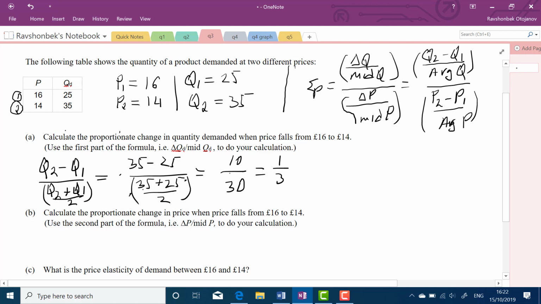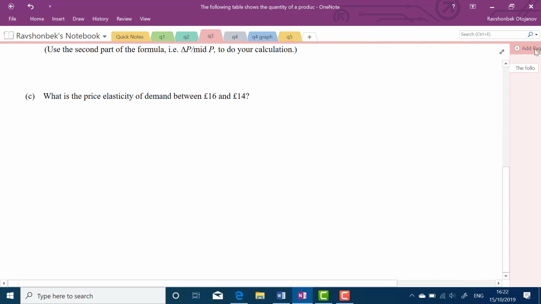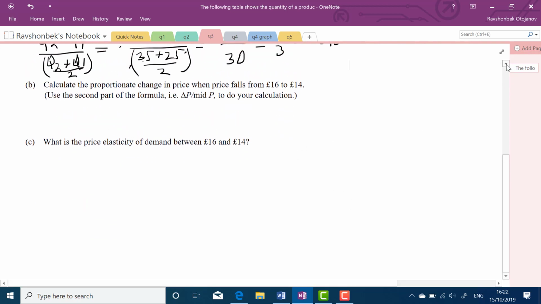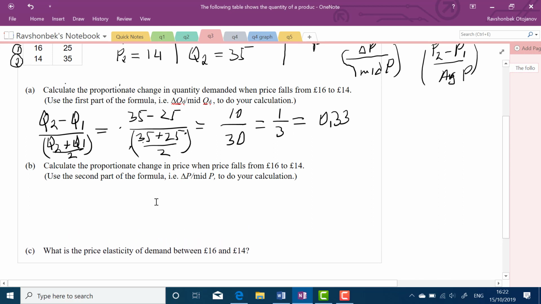Where is my, okay, here it is. 0.33. Now that's the answer to A. Next, please tell me the answer for the next one. Anyone? Everyone got it? What's the answer to B?